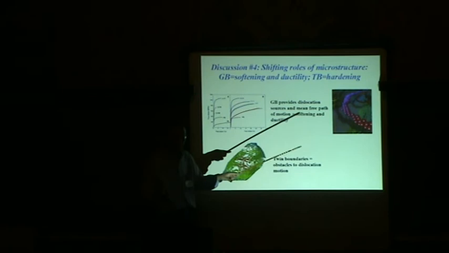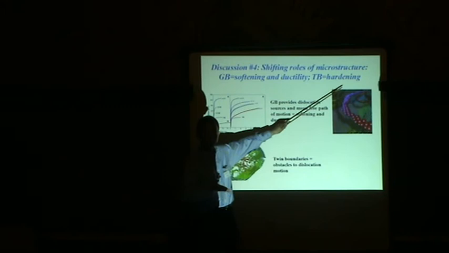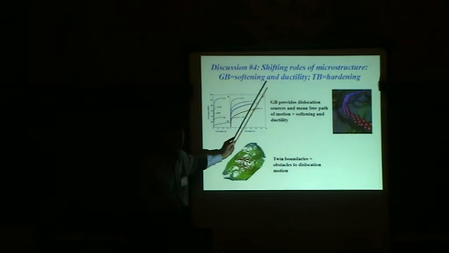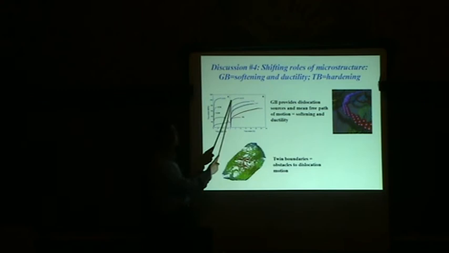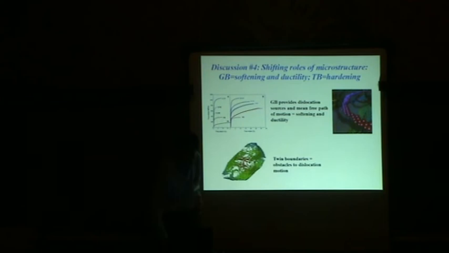The twin boundary is a hard one. As you decrease twin spacing, the strength increases. The grain boundary is a softener. The grain boundary provides sources. It's actually the grain boundary that is responsible for the softening mechanism of the cell. So these two are totally opposite. So this softening is produced by the existing grain boundary, while the twin boundary is opposite to this operation.